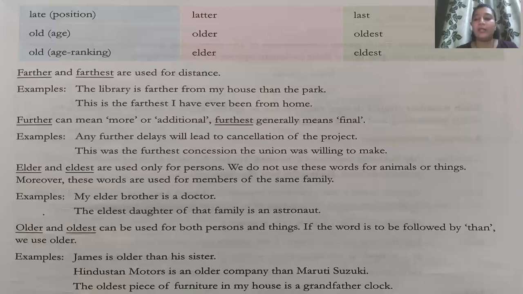James is older than his sister. It is used for a person. दिखा रहा है कि जेम्स जो है वो अपनी सिस्टर से एज में बड़ा है. Older. Hindustan Motors is an older company than Maruti Suzuki. So again you can see it is showing कि कैसे हिंदुस्तान मोटर्स जो कंपनी है वो मारुति सुजुकी से पुरानी है. The oldest piece of furniture in my house is a grandfather clock. यानी कि जो सबसे पुरानी चीज मेरे घर में है वो मेरे ग्रैंडफादर की क्लॉक है.